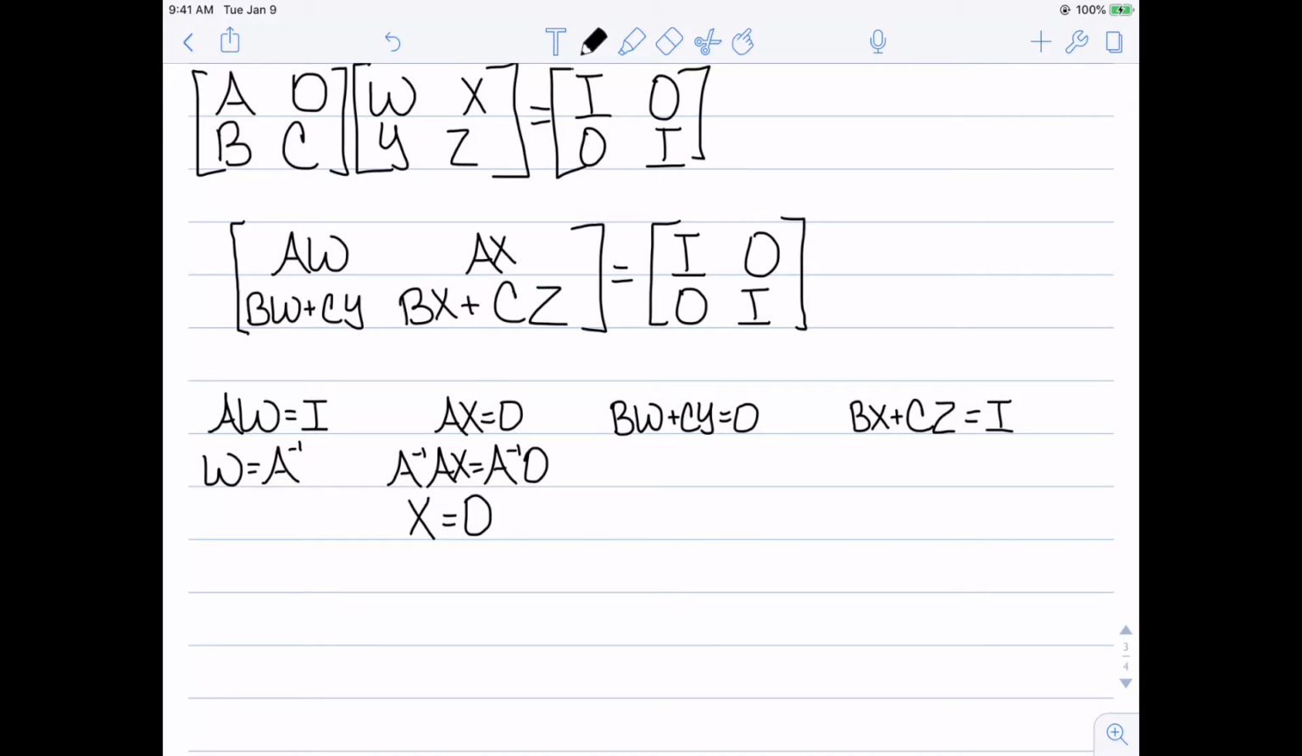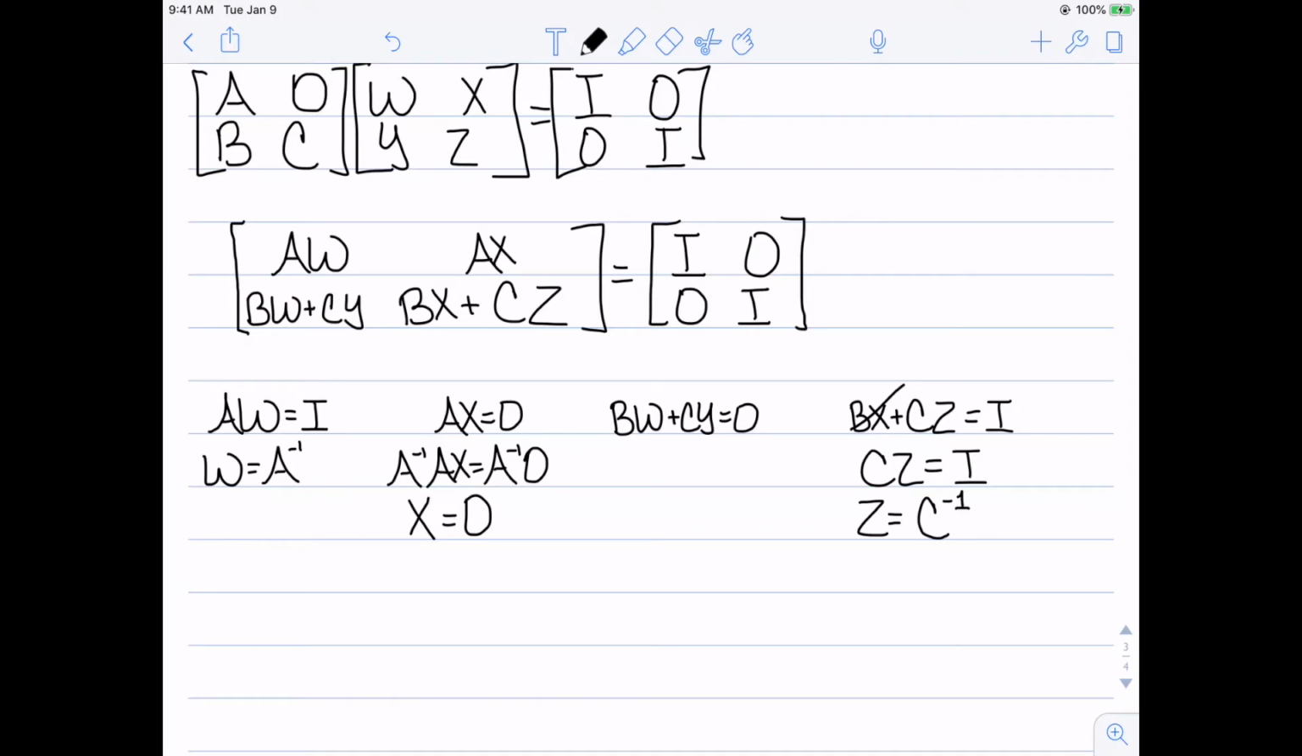I'm going to use my last equation next. I know that X is equal to 0, so this BX is going to be 0. That tells me that C times Z is equal to I, which means that C has an inverse. In fact, Z is equal to C inverse. So now I have formulas for W, X, and Z. I only have Y left.